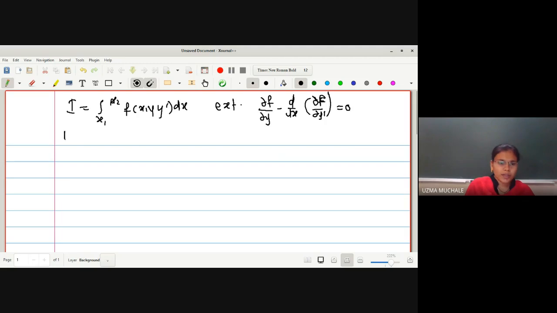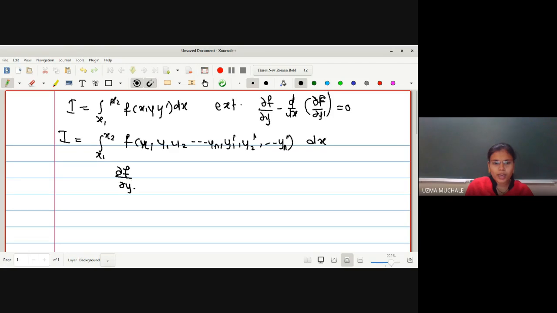In a very similar way, we have derived another one, where instead of having a single dependent variable, we have several dependent variables. x will be as it is, and instead of simply y, we have y1, y2 up to yn, and similarly y1 dash, y2 dash, and so on up to yn dash, dx. Corresponding to that, we have the equation dou f by dou yi minus d by dx of dou f by dou yi dash equals 0, for i equals 1 up to n, right?